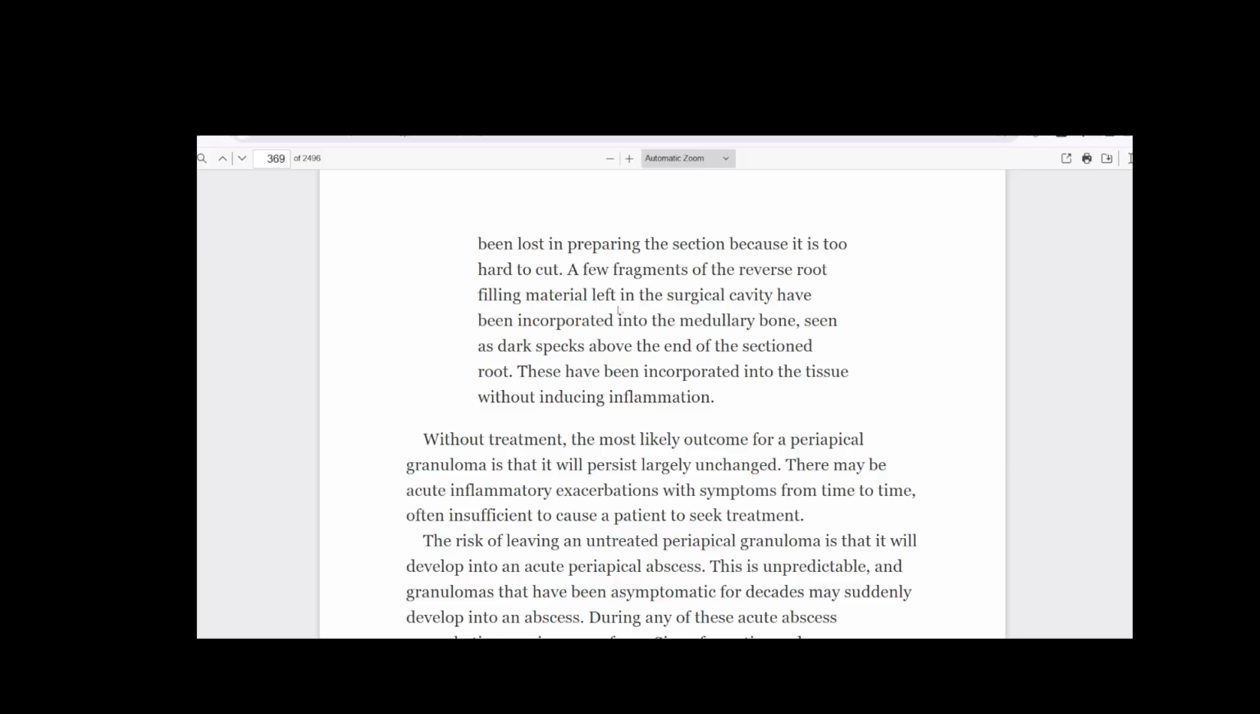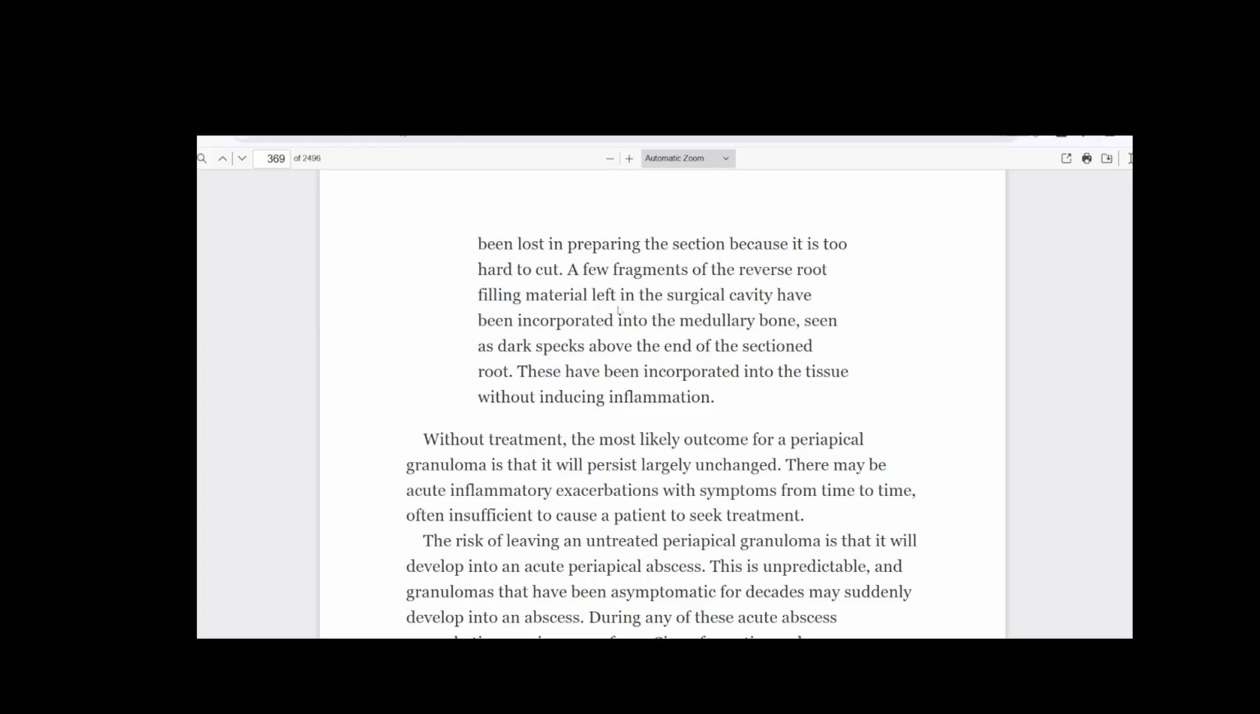During any of these acute abscess exacerbations, a sinus may form. Sinus formation reduces pressure and usually allows the infection to persist as a chronic low-grade infection. Sinuses will normally heal when the cause is treated and do not require excision. Otherwise, they may drain intermittently and heal after each acute exacerbation.